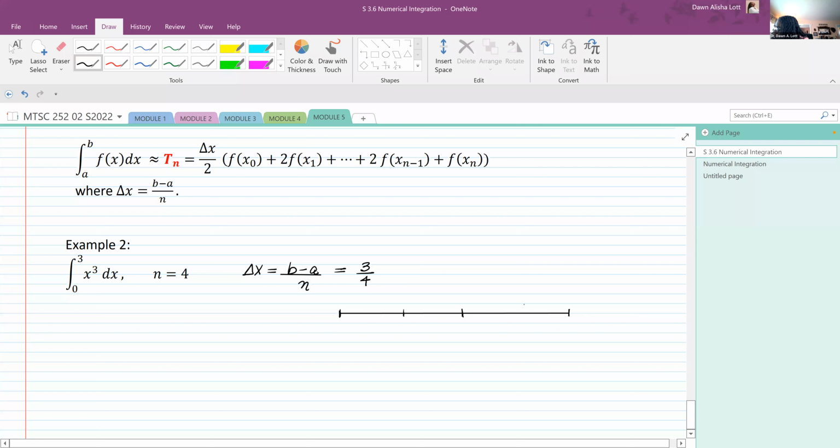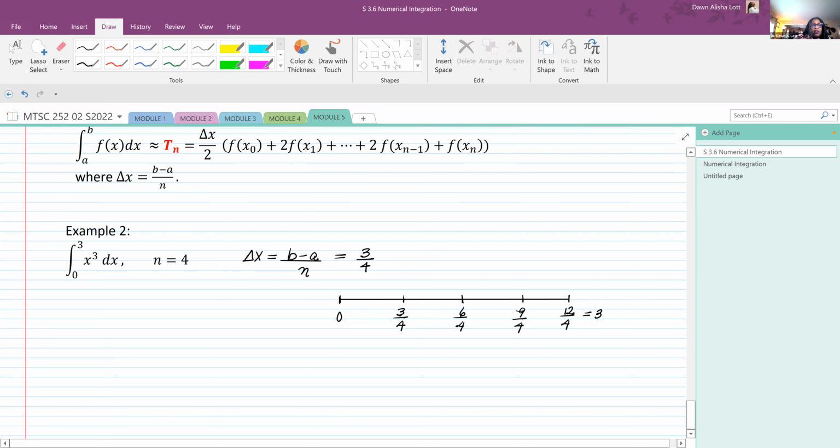Divided by 4. So remember, this is 0. This one was 3 over 4. This one was 6 over 4. This one was 9 over 4. And this one was 12 over 4, which we said was 3.